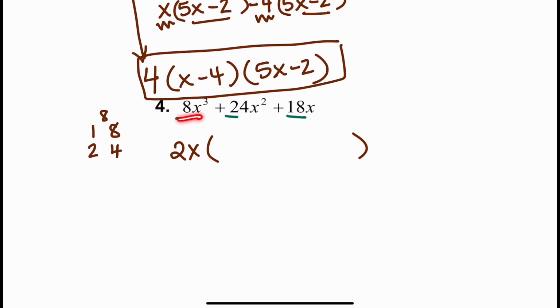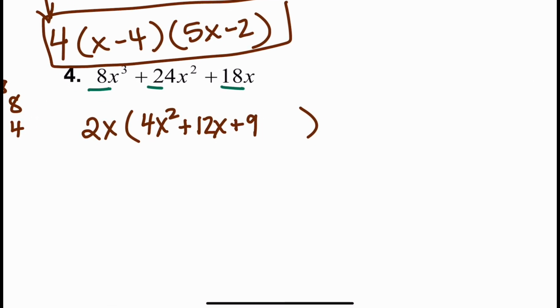If I take 8 and divide it by 2x, the 8 divided by 2 gives me 4, and one of the x's cancel with one of these to leave an x squared. So I'm going to have 4x squared. 24 divided by 2 is 12, and I divided out an x. And 18 divided by 2 is a 9.